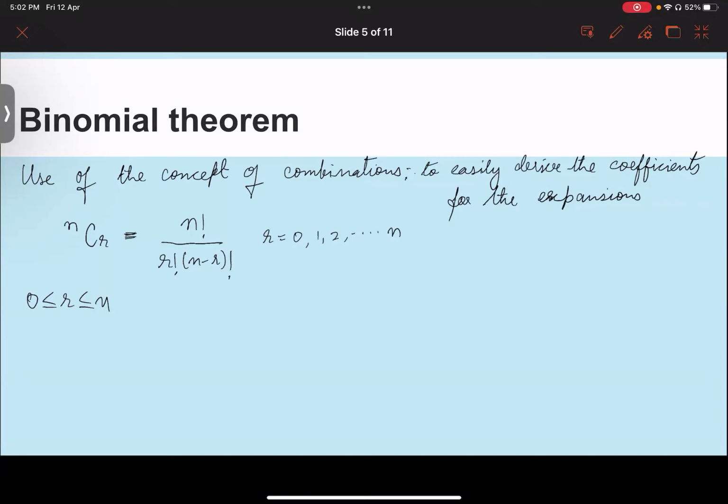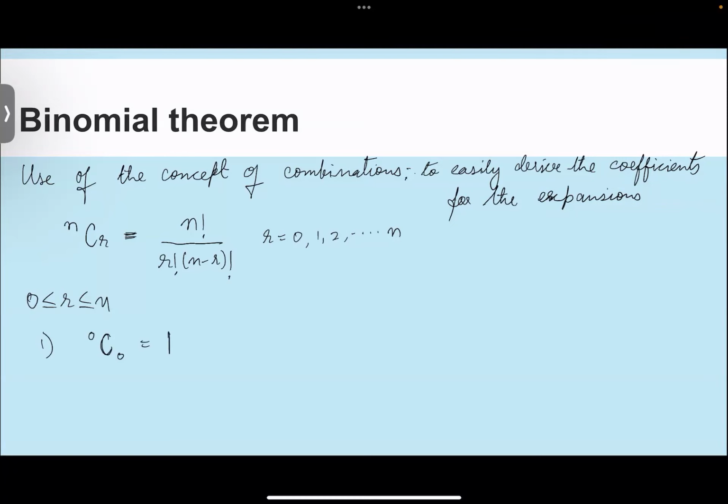Now there are a few rules that we have to remember. The first rule is that if you have C of 0 and 0, that gives you 1. And if your n is equal to r, so you have C of n and n, that is also equal to 1. And if you have C of n and 0, this is also equal to 1. These are some that we have to remember when we are trying to do the binomial expansions.